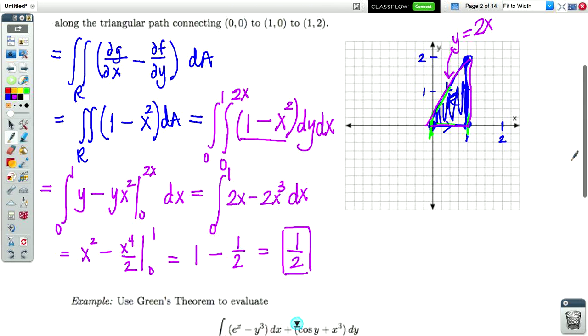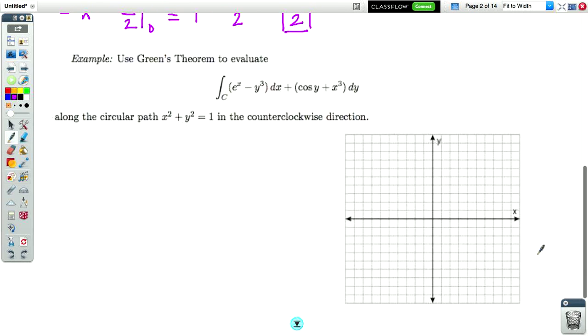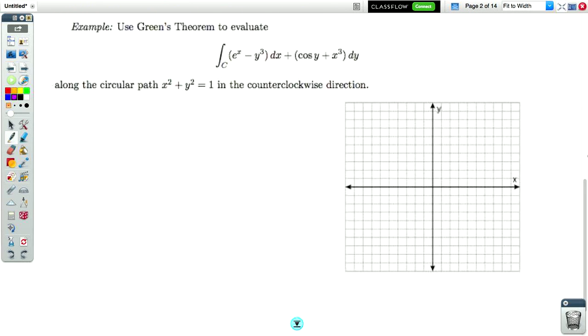So that's one example of how Green's theorem can make our lives a little bit easier. So here's our second example. Use Green's theorem to evaluate.